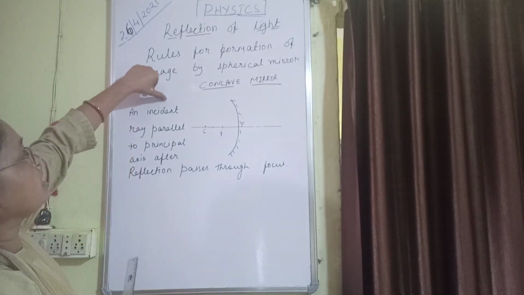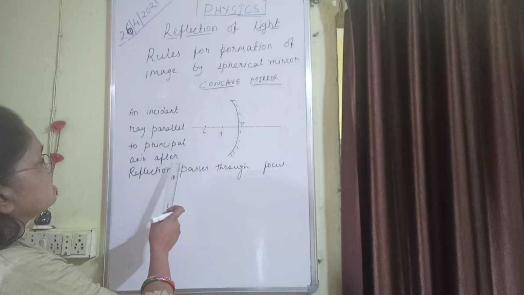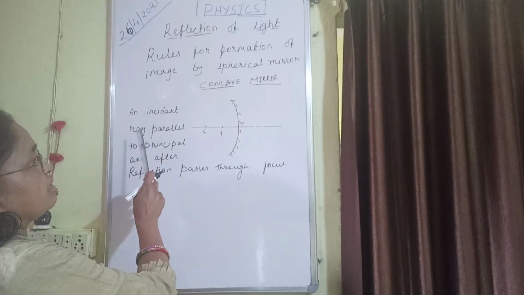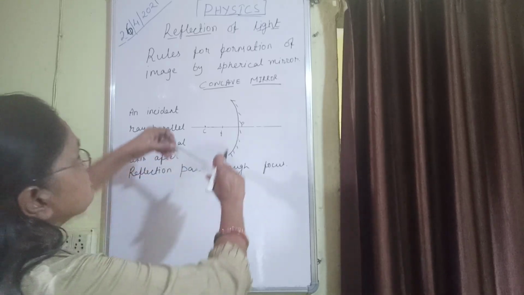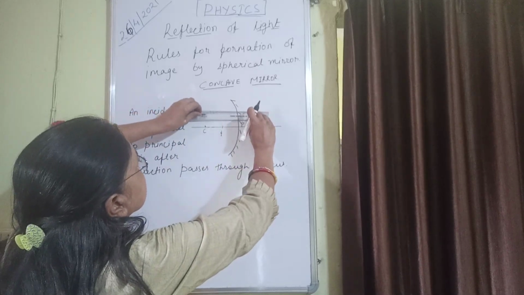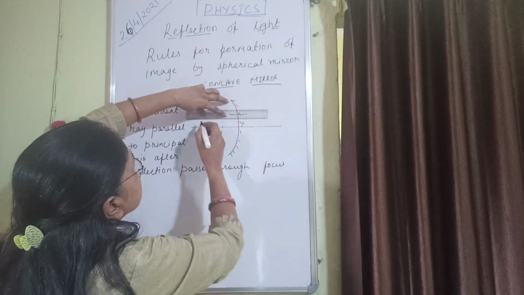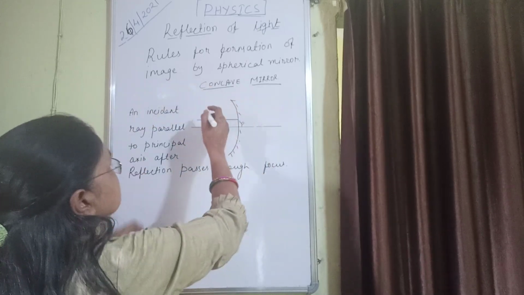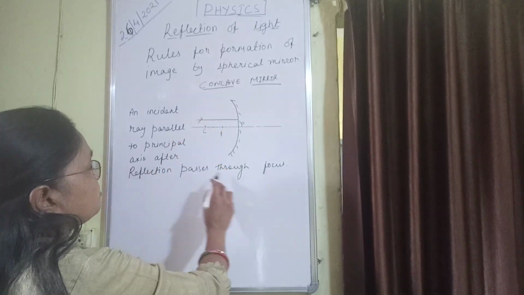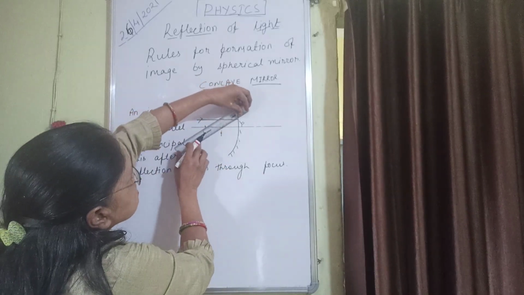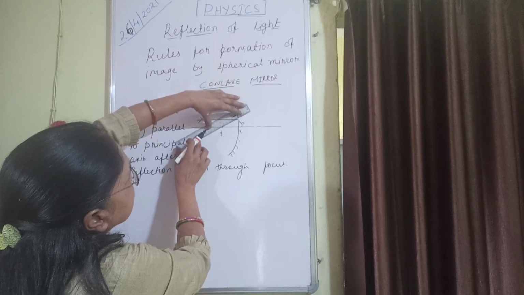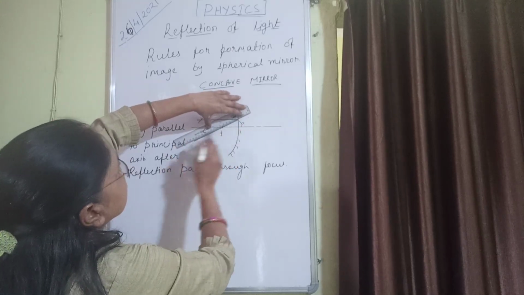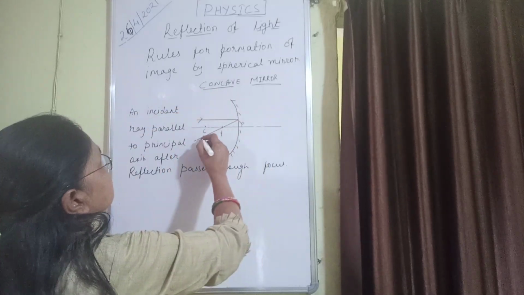So just see, first rule. An incident ray parallel to principal axis, after reflection passes through focus. Just see, I am drawing a ray parallel to the principal axis. According to this rule, क्या बता रहा है? After reflection it passes through focus. So just you see, after reflection, students, आँख बंद करके कुछ सोचना नहीं है. It passes through focus. So see here, this is the first rule.